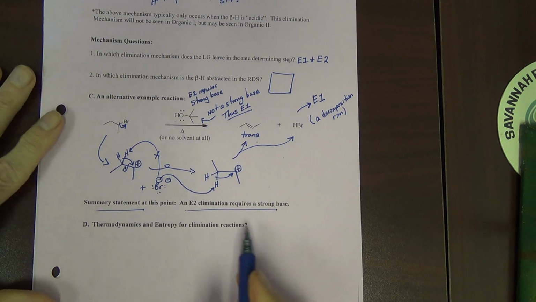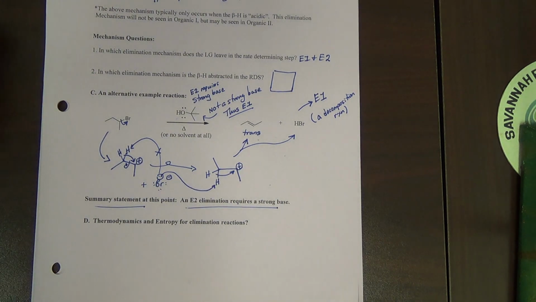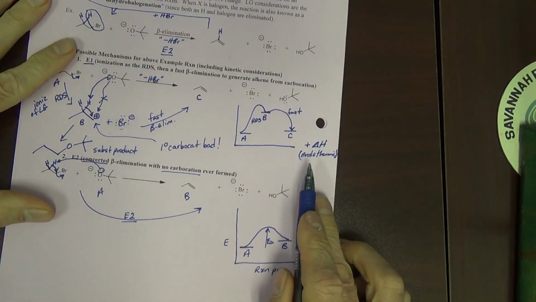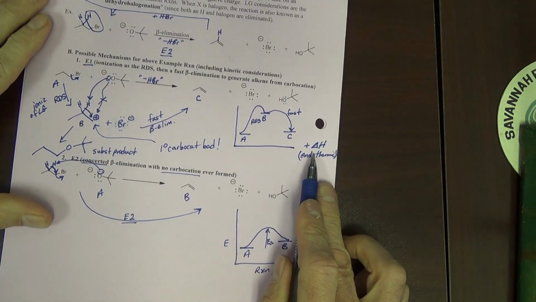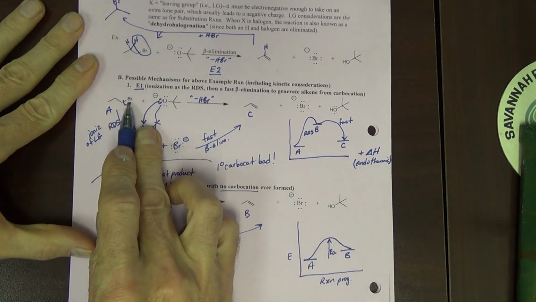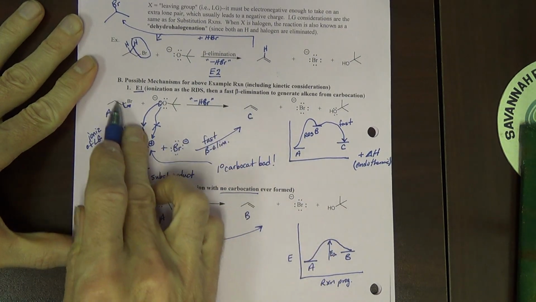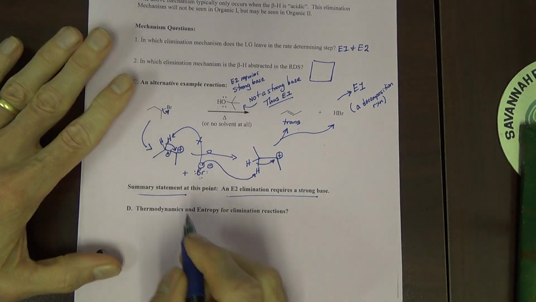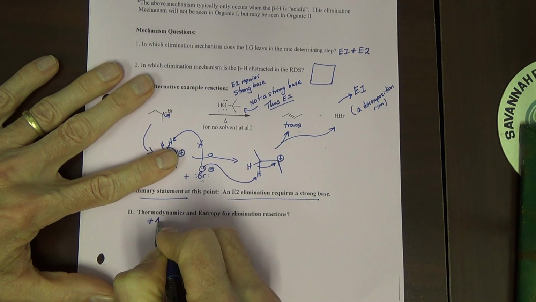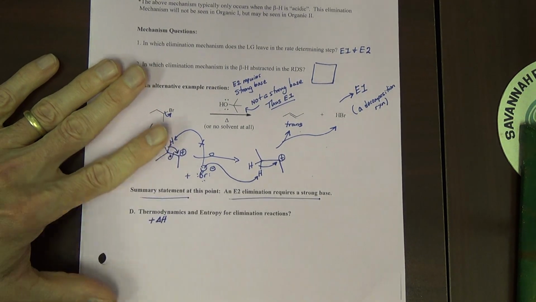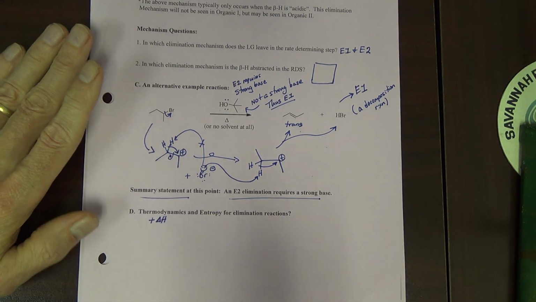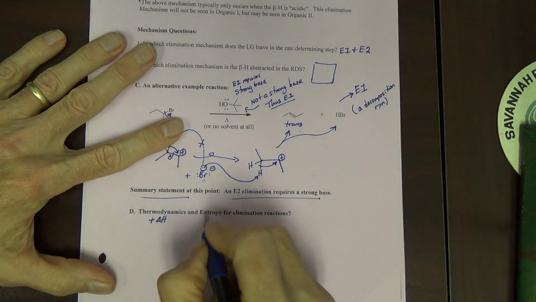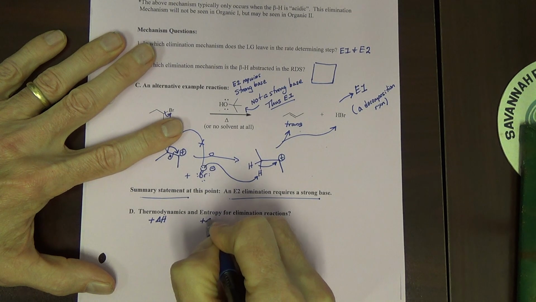Okay, again, summary statement. E2 requires a strong base. We'll say that many times going forward. Thermodynamics and entropy for elimination reactions. We already looked at thermodynamics. It's actually endothermic because the product is less stable than the starting material, with this pi bond introduced and two sigma bonds being broken. What about entropy? So it's positive delta H. Entropy is positive delta S, right?